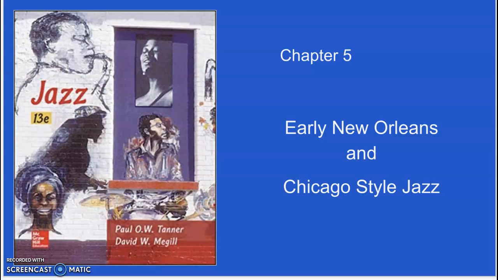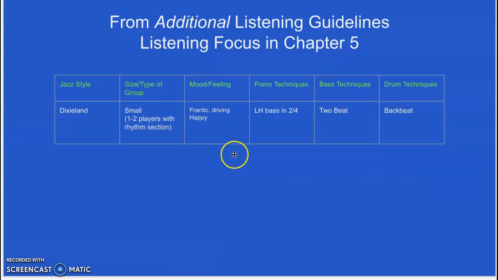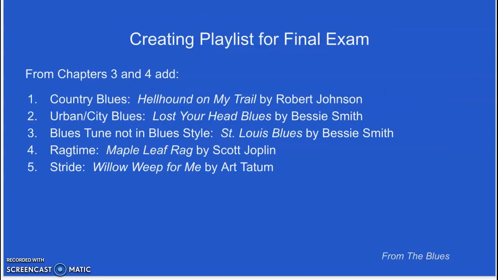Welcome to Chapter 5, Early New Orleans Dixieland Style Music and Chicago Style Dixieland Music. Let's see, I want to draw your attention to this part that we're looking at, the Dixieland with a small group of players with the rhythm section. You can read through that and listen for that in your listening.